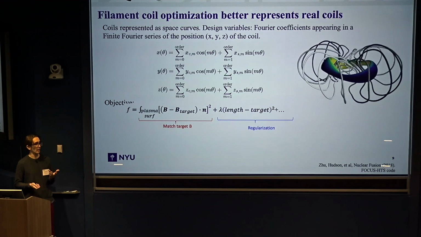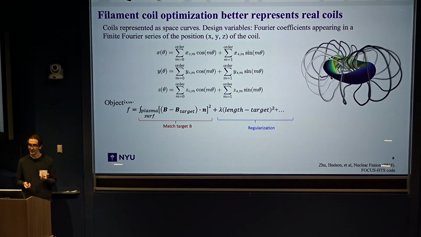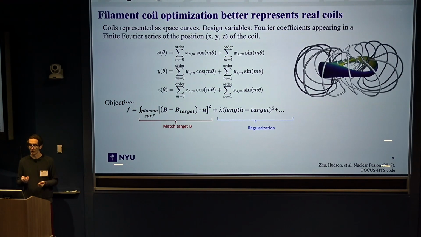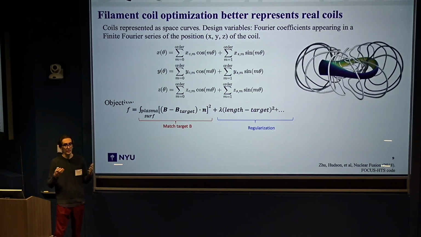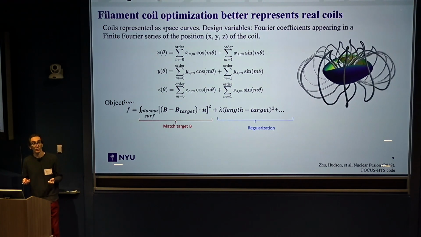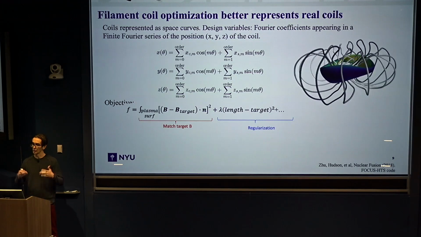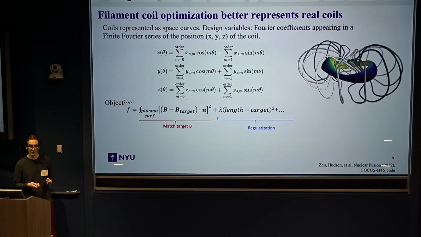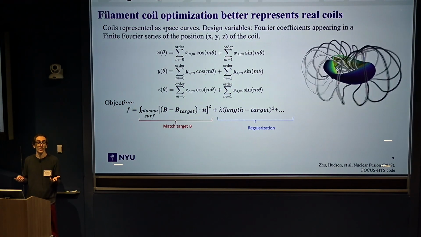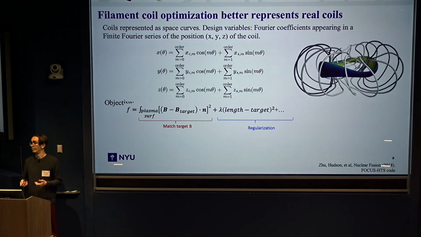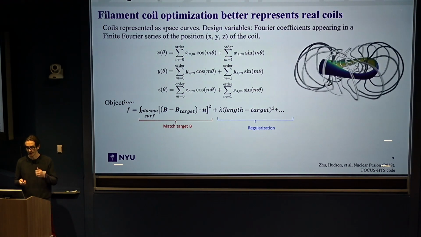Let's talk about a more popular method these days, which is filament coil optimization. The idea here is this is going to better represent real coils. What you do is you represent them as infinitesimally thin three-dimensional curves in space, and you just parameterize them somehow, okay? So you can use splines. In this case, I've expanded the XYZ coordinates of each coil in a finite Fourier series. But of course, choose your representation that you like.